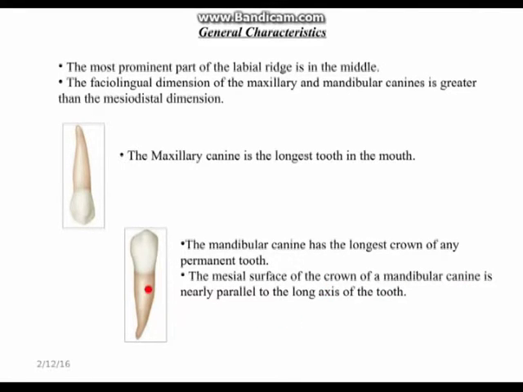And for the mandibular canine, the mesial surface of the crown is nearly parallel to the long axis of the tooth. So this is the long axis of the tooth. This is the mesial part. It's kind of parallel. You can see it's kind of flat, and it kind of goes with the long axis of the tooth. Okay? Unlike the maxillary canine, where you have a convexity and then it kind of becomes flat.